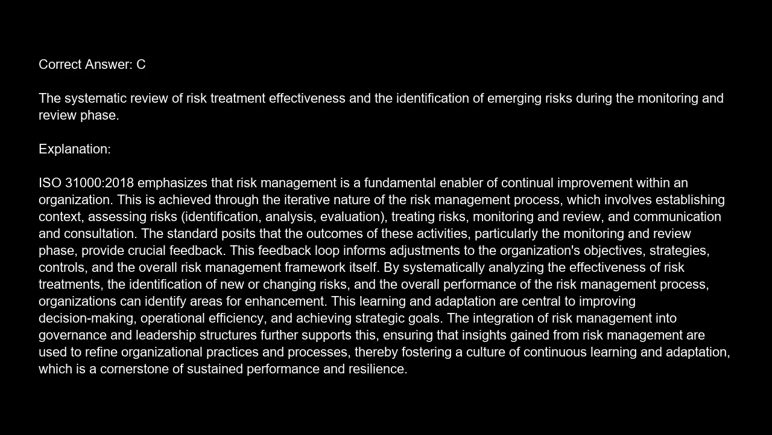The correct answer is C, the systematic review of risk treatment effectiveness and the identification of emerging risks during the monitoring and review phase. Explanation: ISO 31000-2018 emphasizes that risk management is a fundamental enabler of continual improvement within an organization. This is achieved through the iterative nature of the risk management process, which involves establishing context, assessing risks, identification, analysis, evaluation, treating risks, monitoring and review, and communication and consultation.